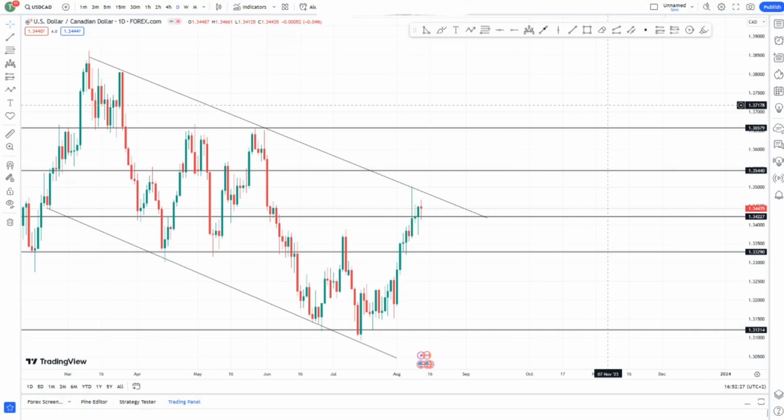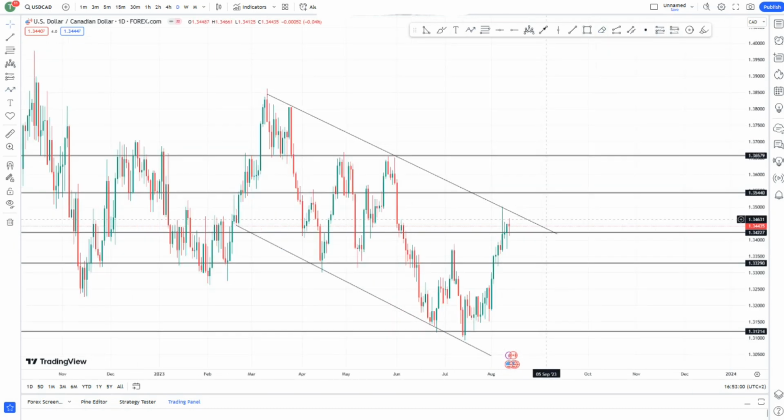The reason why GBPUSD was bullish and USDCAD was bearish is because these are opposite correlating pairs, right? So if GBPUSD is going up, USDCAD has to be going down, right? That's just how it is, because these are opposite correlating pairs, right? So let me just remove that real quick. Let's carry on with the analysis, guys.